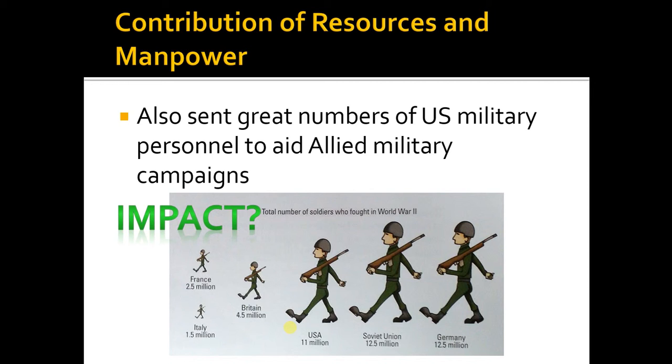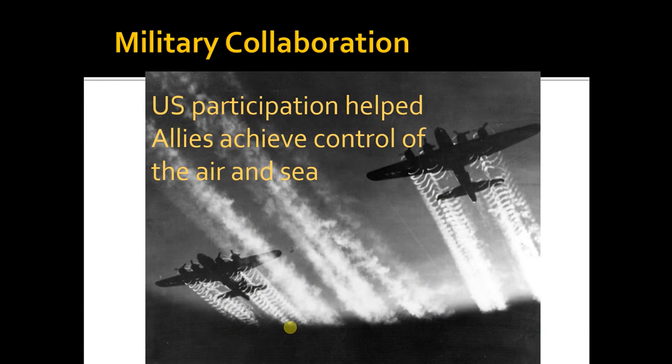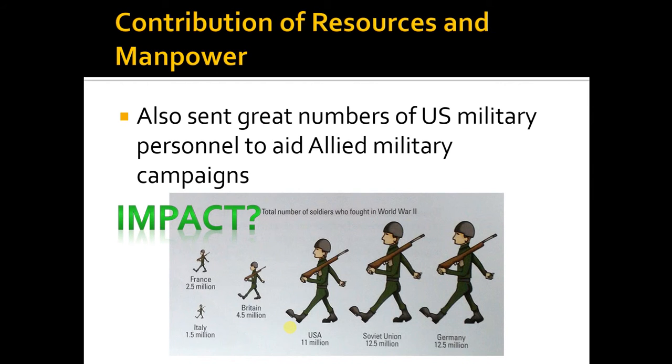Okay, so what kind of impact would they have? Essentially, the USA joining the war and being directly involved helped to turn the tide of the war in the favor of the Allies. So the Allies were no longer necessarily on the defensive. They could now reverse the tide of the war and put Germany on the defensive.